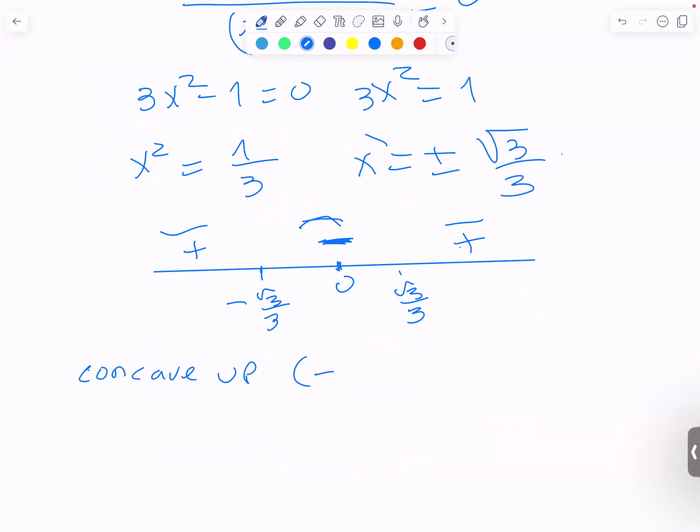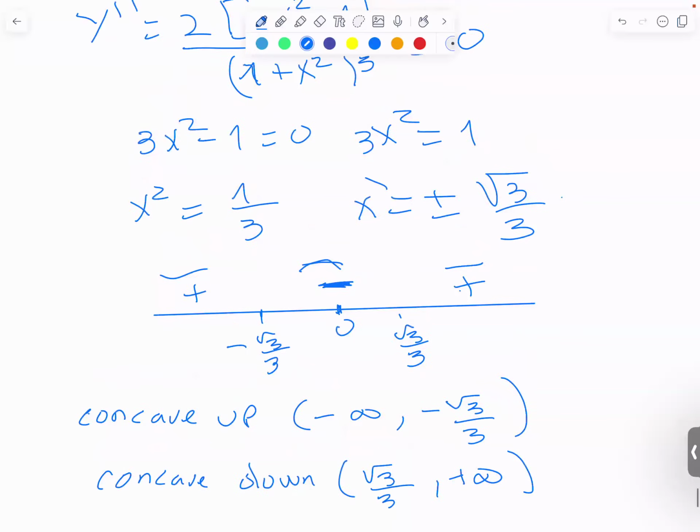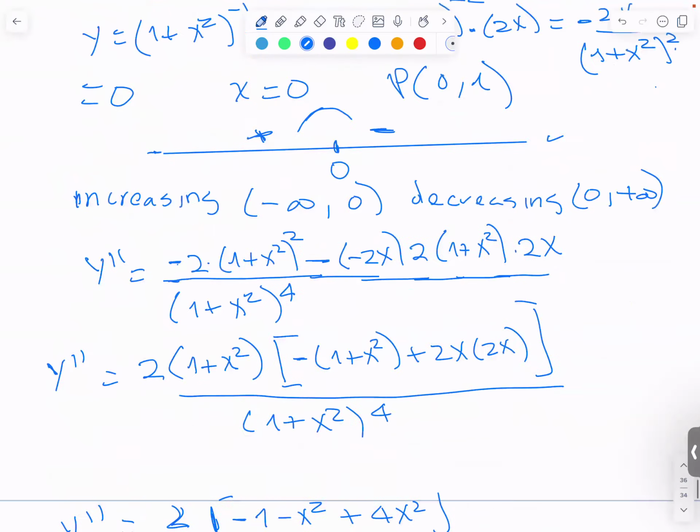from negative infinity to negative square root of 3 over 3, and concave down from negative square root of 3 over 3 to positive square root of 3 over 3, and concave up from the square root of 3 over 3 to positive infinity. And now we have the graph.